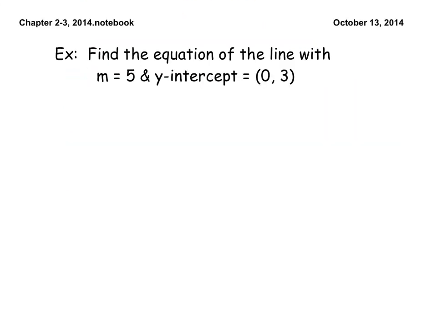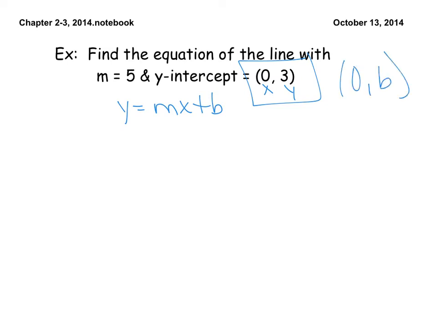So find the equation of the line with m equaling 5 and y-intercept equaling (0, 3). It doesn't matter which method you use. We're going to go ahead and go with y equals mx plus b. So if I use that, I'm going to label this as x and this is y. However, I would like you to look at that point that I just labeled x and y. If I look at that very clearly, what you're going to notice is that this is the point (0, b), which is known as our y-intercept.